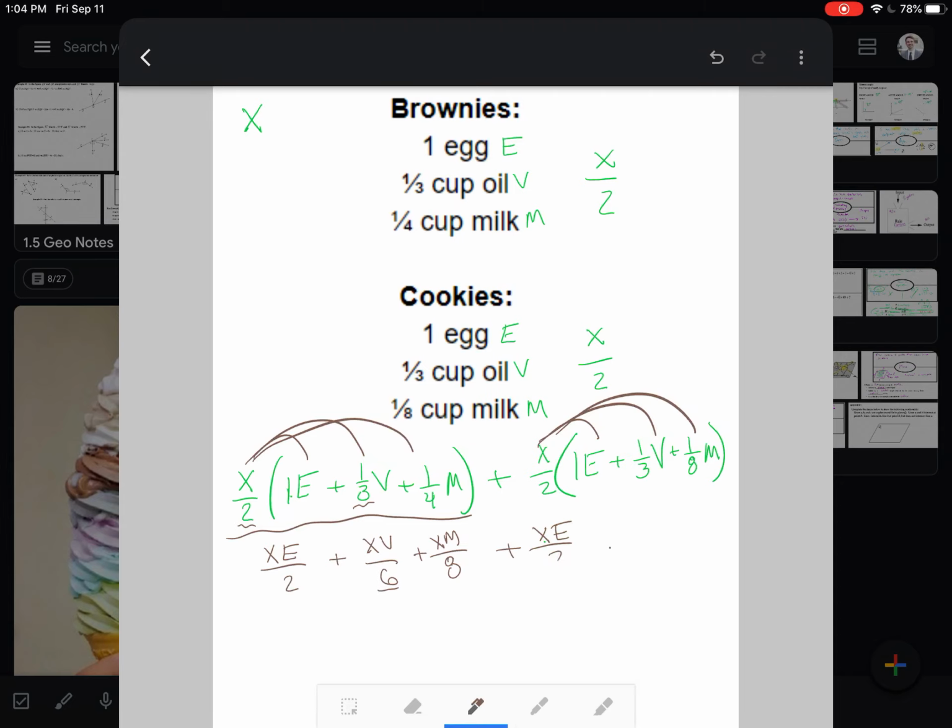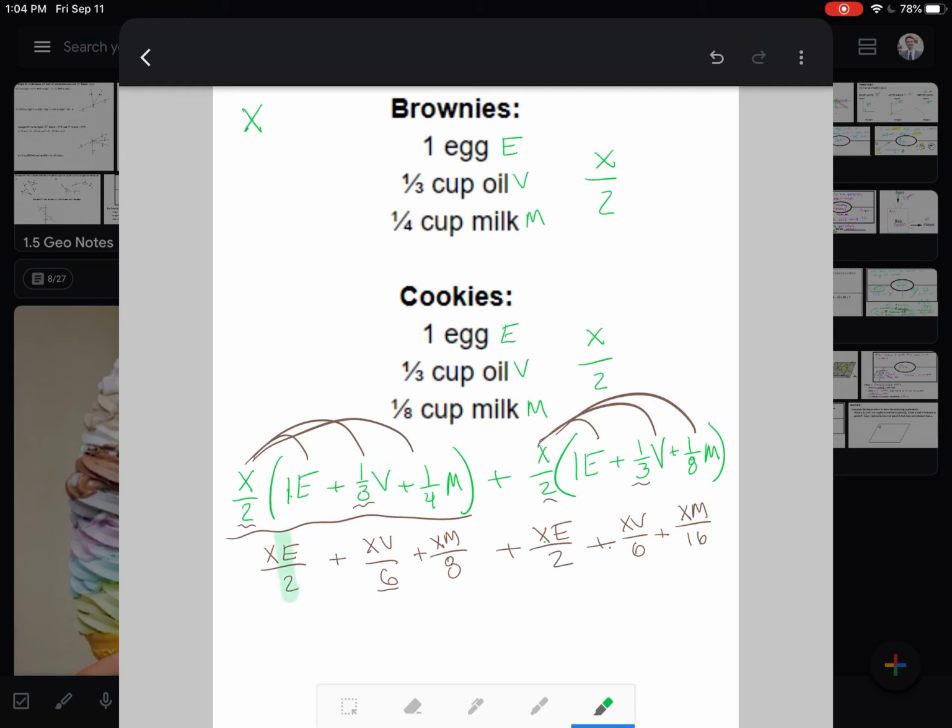All right, same thing here. So x eggs over 2, x veggie oil over 6, again the 2 times the 3. And then now x milk, this time over 16, because we have 2 times 8 there. Okay, so we have 6 terms. We started off with 8, we're down to 6, that's good. Let's see what else we can do though.